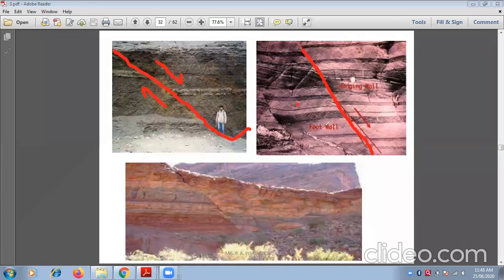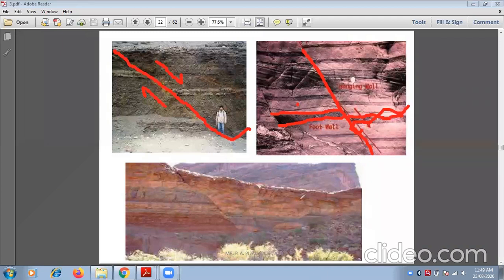Here, remember this black layer, imagine this black layer. Look carefully here. What is the displacement here? This block moves towards the upward direction, this block moves towards the downward direction. So this type of fault is also considered a normal fault, because the hanging wall moves towards the downward direction and the footwall moves towards the upward direction.